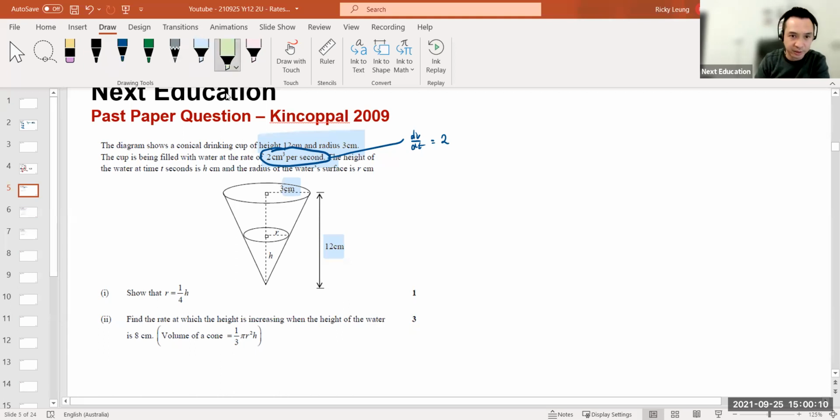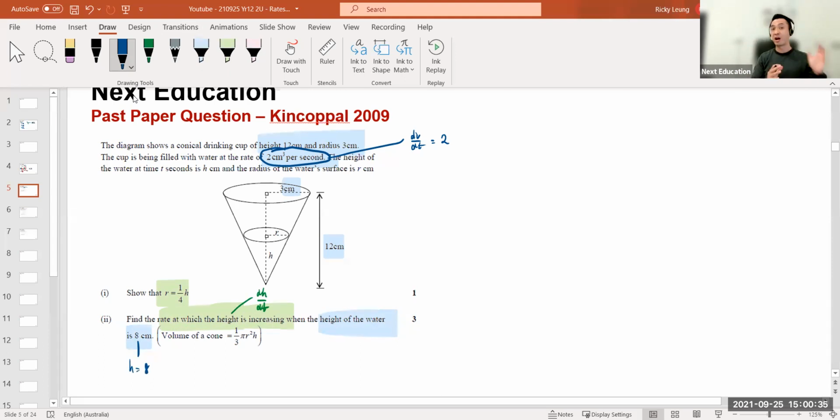All right, show that this happens. Perfect. Okay, I need to show that. Find the rate at which the height is increasing. So they want me to find dh/dt. For those that just watched my last video, it's the same question, but there I found dr/dt. Slight, subtle differences. They tell you when the height of the water is 8 centimeters, so they gave me h equals 8.